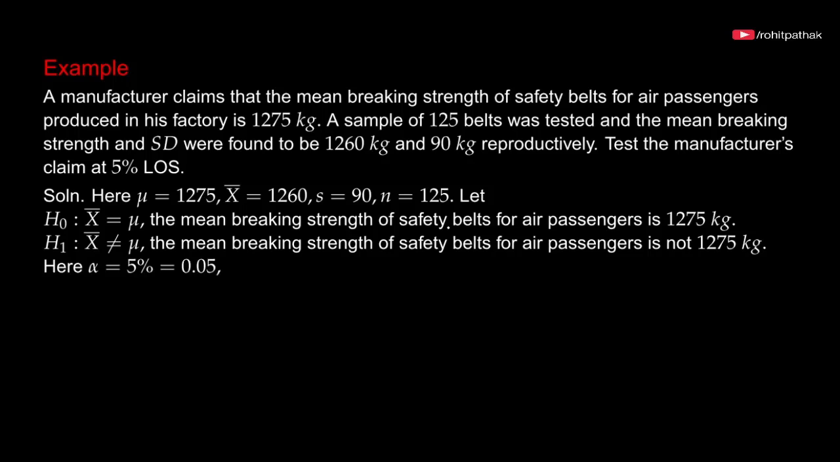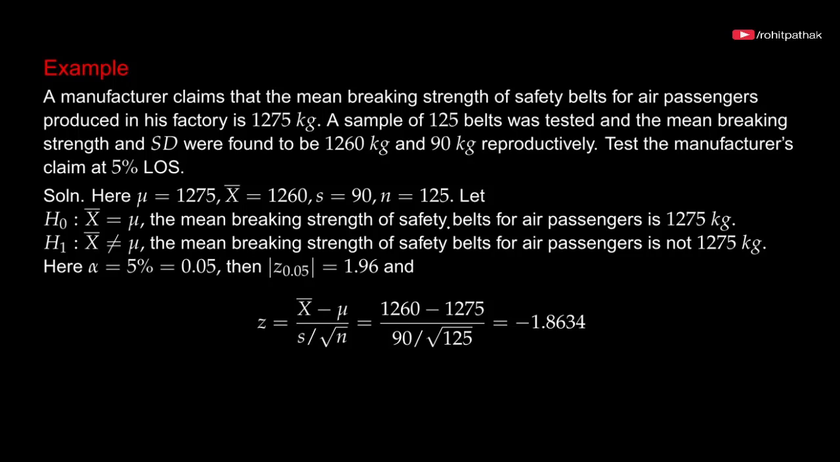Here alpha level of significance is given as 5% and the corresponding critical value of z at 5% level of significance is 1.96 for two-tailed test, because here we set x bar not equal to mu. So that's why we have to use two-tailed test. So corresponding to two-tailed test, this critical value is 1.96. So this is minus 1.96 and 1.96.